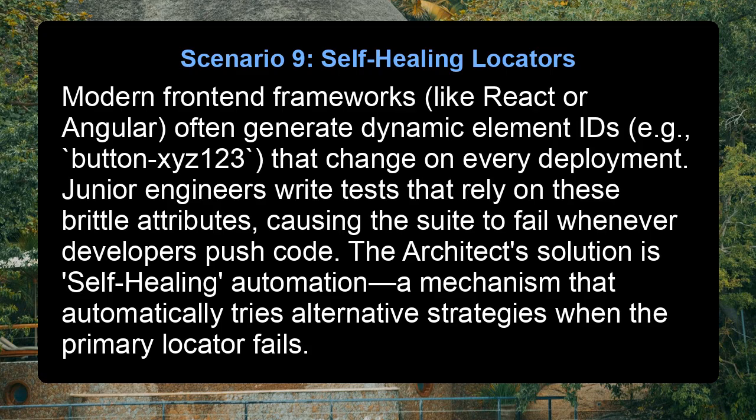Modern front-end frameworks, like React or Angular, often generate dynamic element IDs, for example, button size 123, that change on every deployment. Junior engineers write tests that rely on these brittle attributes, causing the suite to fail whenever developers push code. The architect's solution is self-healing automation, a mechanism that automatically tries alternative strategies when the primary locator fails.